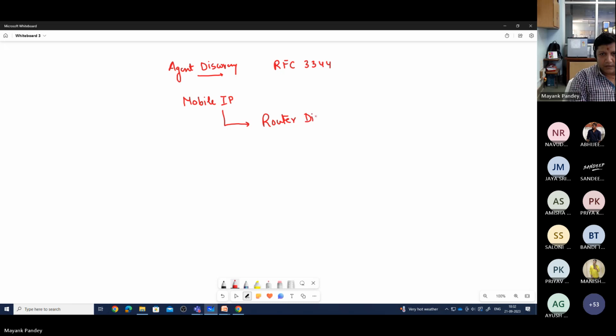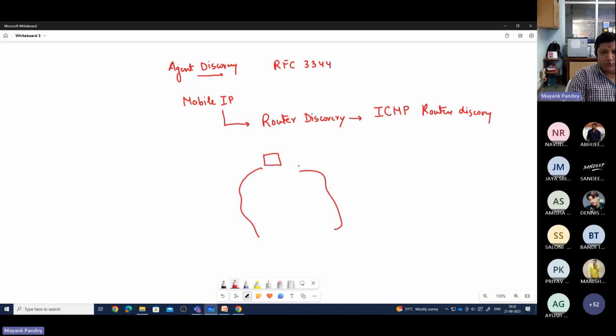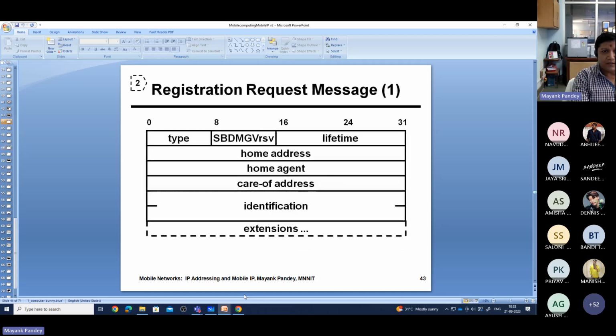Now, what mobile IP is doing for agent discovery is that there is already router discovery. I explained this in the previous course, computer networks, where the ICMP router discovery method was there. What is ICMP router discovery? For any subnet, how can anybody know who is the router of this particular network, who can forward the data? So this router periodically sends the agent advertisement or router advertisement saying, I am the router, I am the router. What is that router discovery message? Just a minute, I'll be showing you that.